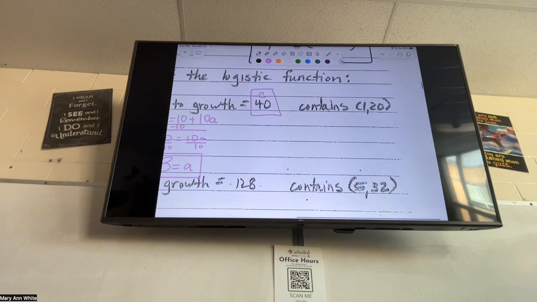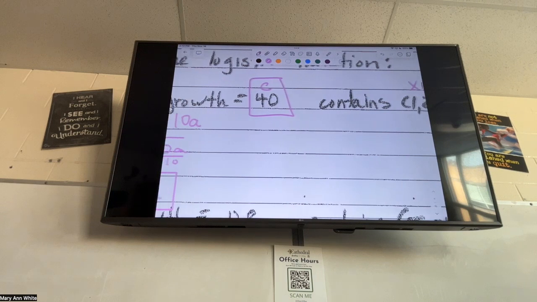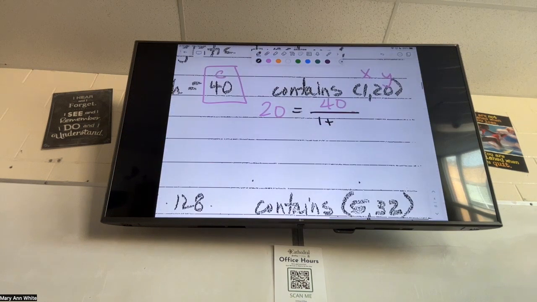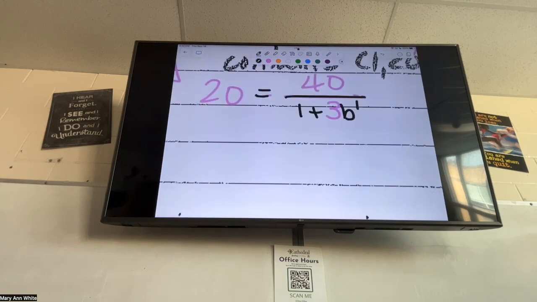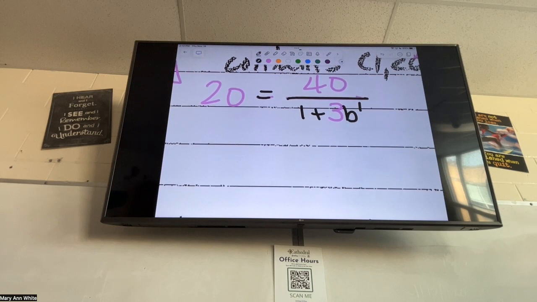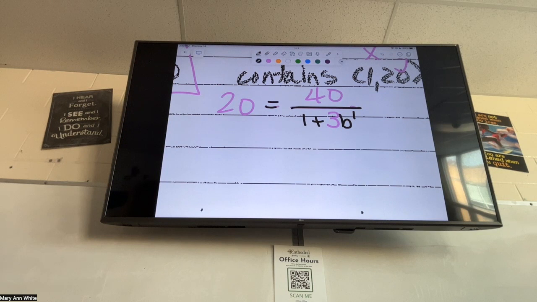And now I'm going to use this new point x and y, and I'm going to solve for b. Are you guys ready to do that? Okay, let's plug in. I'm going to do 20 equals 40 over 1 plus a, which we just found was 3, times b raised to the first. 20 equals 40 over 1 plus 3 times b to the first. Now, we cannot simplify that. You may be tempted to add 1 and 3 together. Why can I not add 1 and 3 together? Good, they're not like terms.